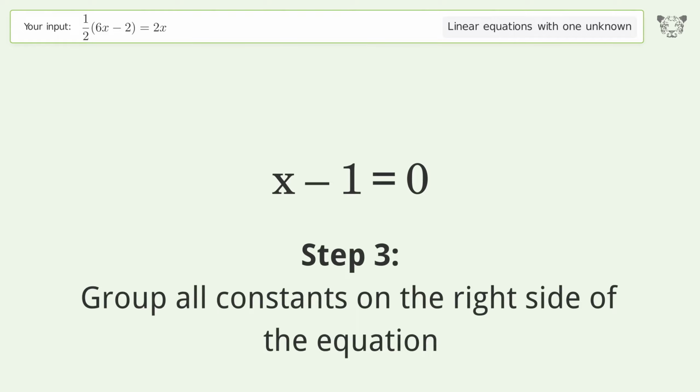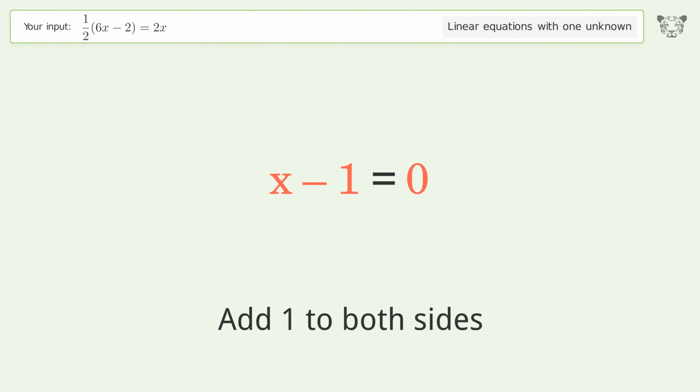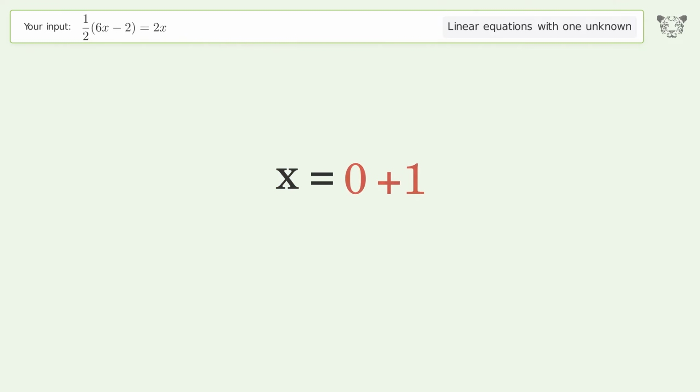Group all constants on the right side of the equation. Add 1 to both sides. Simplify the arithmetic. And so the final result is x equals 1.